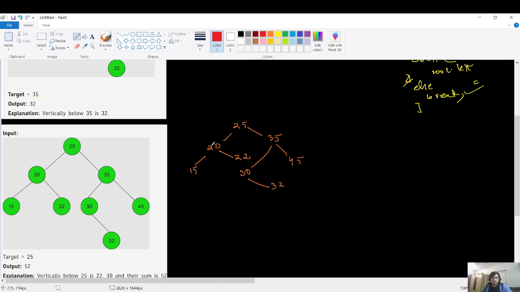So let me draw the vertical levels now, which will depict how many nodes there are in one vertical level. So this third vertical layer, as you can see, has three nodes, 25, 22, and 30. This fourth one has 35 and 32, and this fifth one, the last level, has 45.